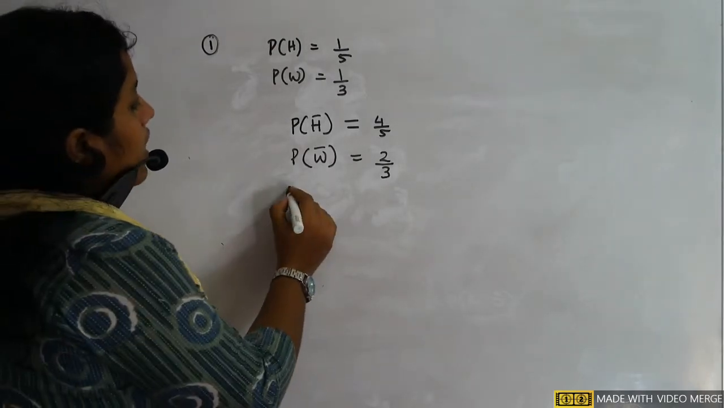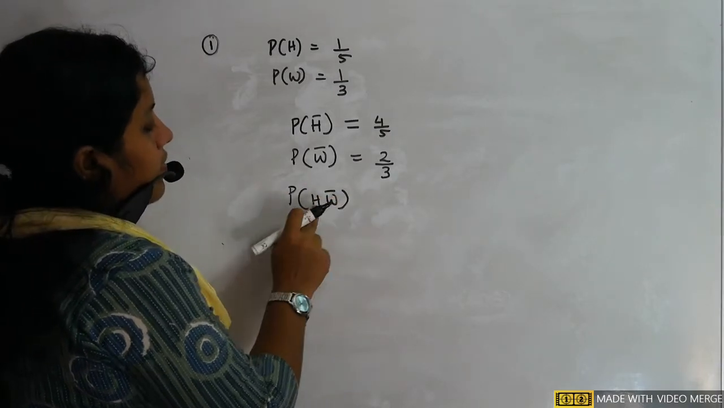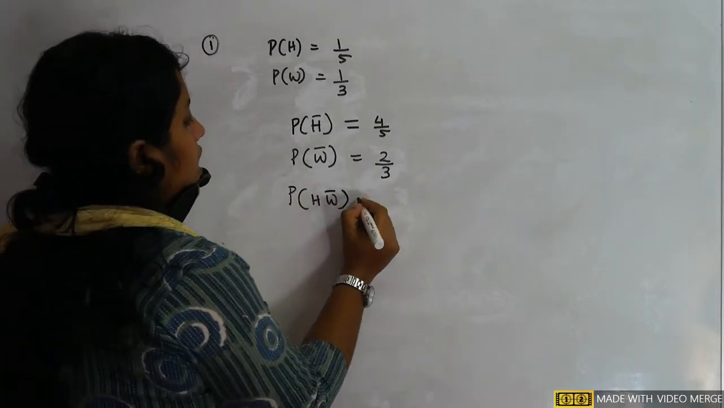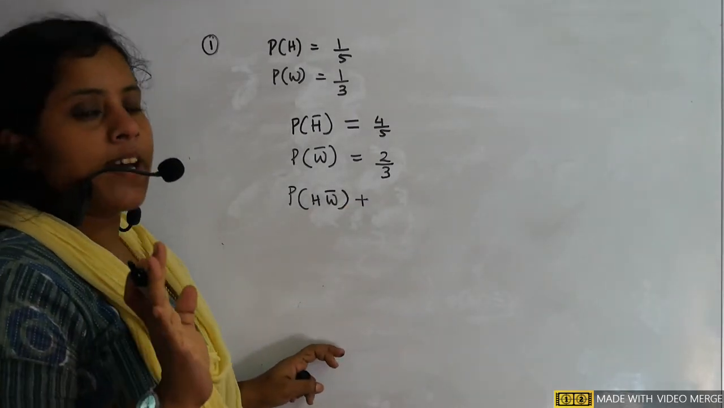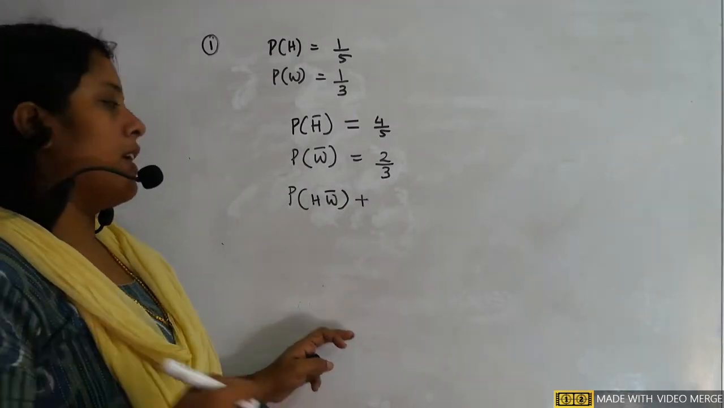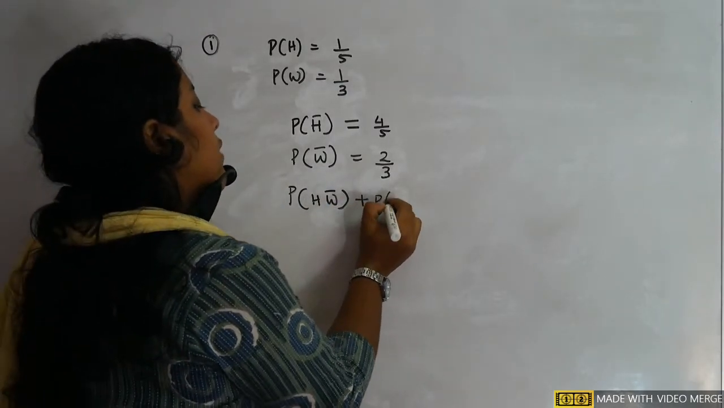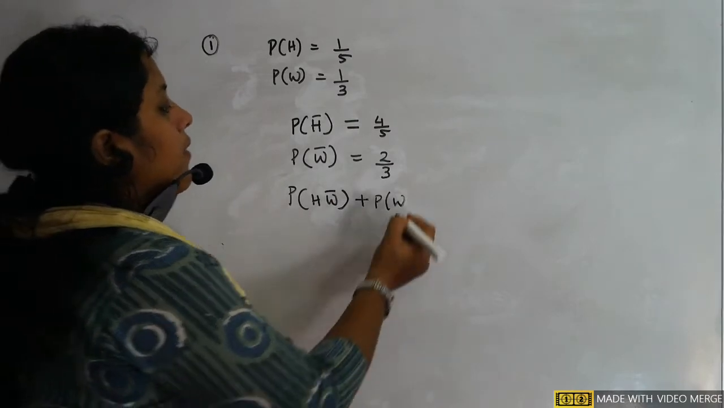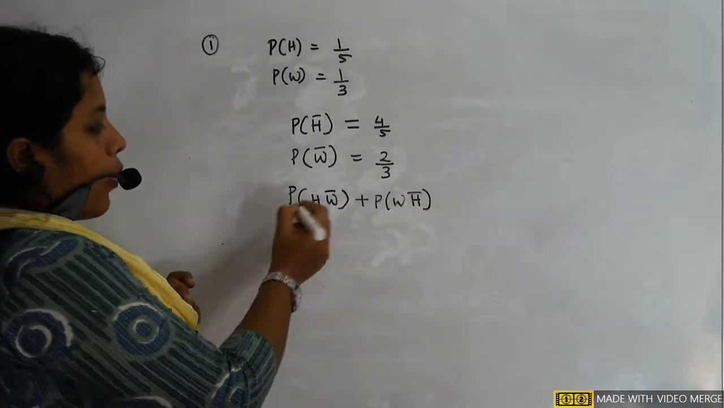So how can we write? It is P of HW, that means husband is selected, wife is not selected. Or means what? Or is nothing but a plus sign, and and means you need to put a multiplication sign. And or P of wife is getting selected, that means husband is not getting selected. Okay, so how can we write?